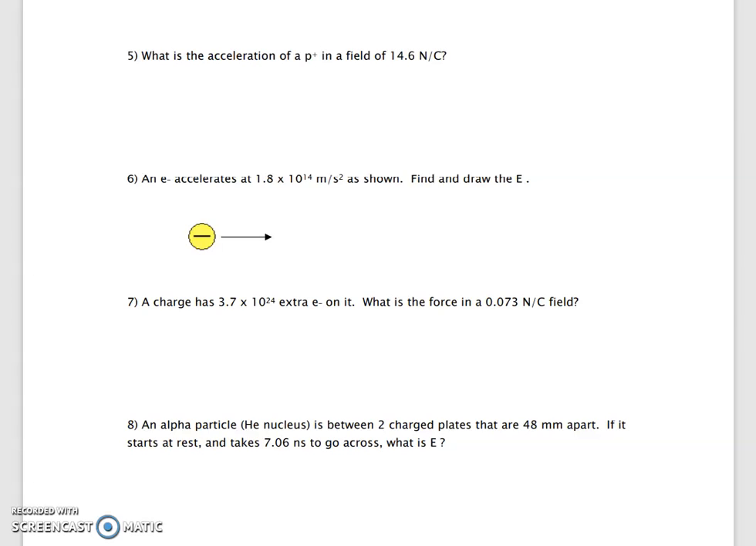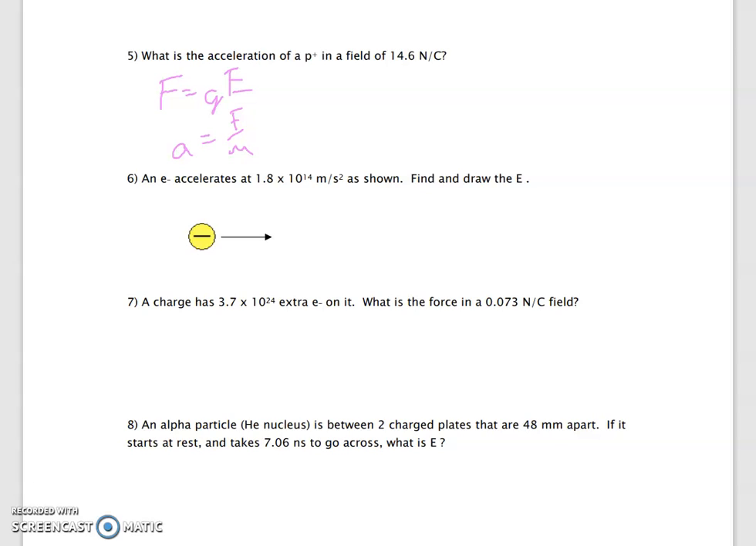So the first one there, we're looking for the acceleration of a proton in a field of 14.6. Okay, well, it's a proton. You know the mass, you know the charge. That's pretty standard. So you've also got the electric field. There's a couple ways you could do it, but you can start by just finding out what the force on it would be. You know, F equals QE. You know the charge. You know the electric field. You could find the force on the proton. And then, of course, once you have that, you know the mass of a proton. So acceleration would just be the force divided by the mass. And that should give you the acceleration.